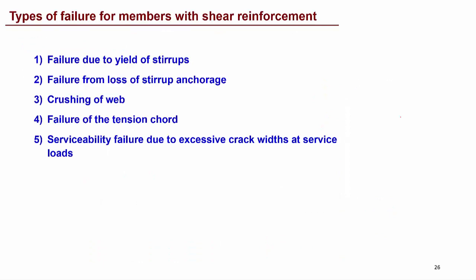So these are the types of failure that you can see for the reinforced concrete beam with shear reinforcement. The failure can be due to the yielding of the stirrups. Failure due to the loss of stirrup anchorage, as seen in the previous photo, where the stirrups can open up; the crushing of the web; failure of the tension chord; and serviceability failure due to excessive crack width at service load. So these are the different kinds of failure that you might see in a reinforced concrete beam with shear reinforcement.